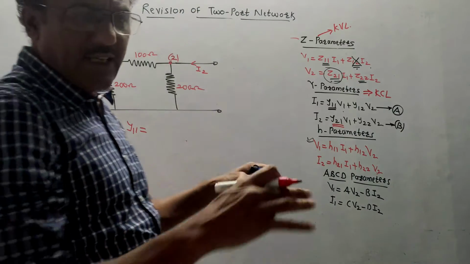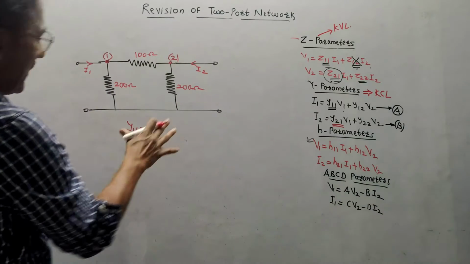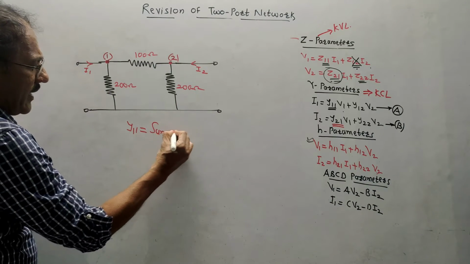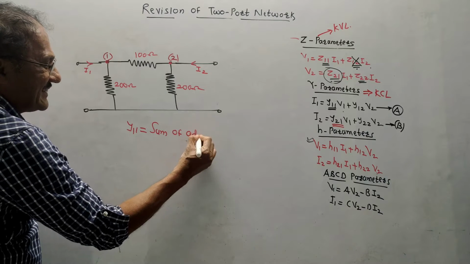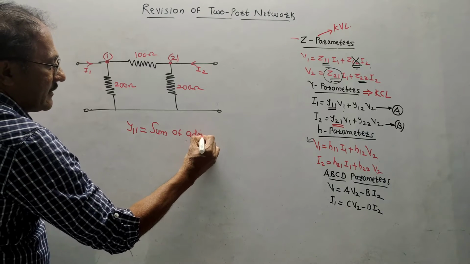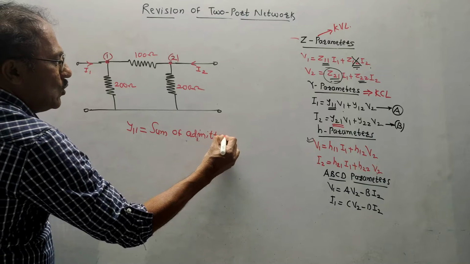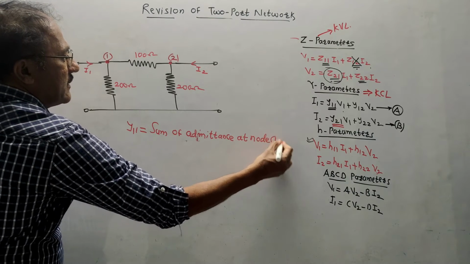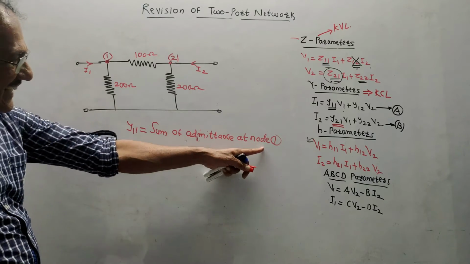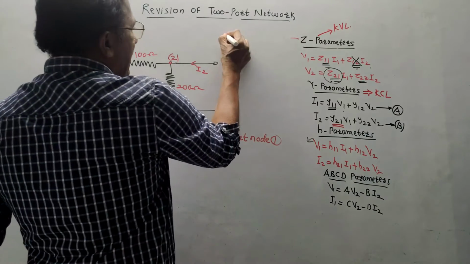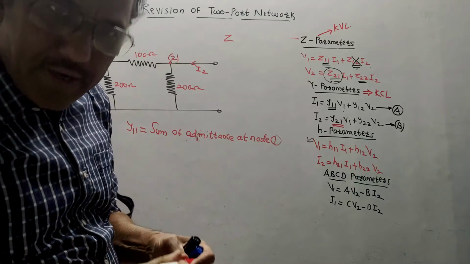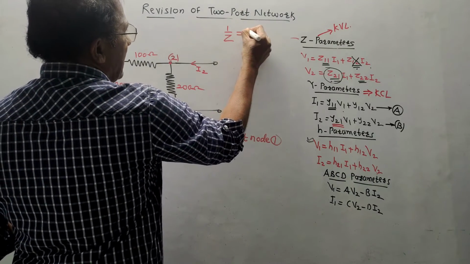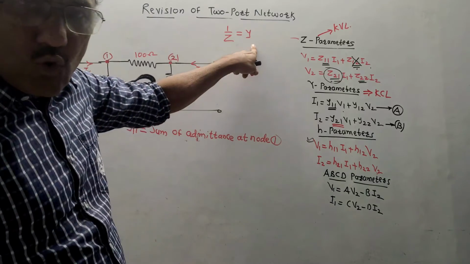you don't have to use KCL or KVL. There are ready-made formulae. Y11 is the sum of admittance connected to node 1. So it is the summation of admittance connected to node 1. Do remember, Z is the notation to represent impedance, whereas the reciprocal of Z, that is 1 by Z, is denoted by Y. It is known as admittance.